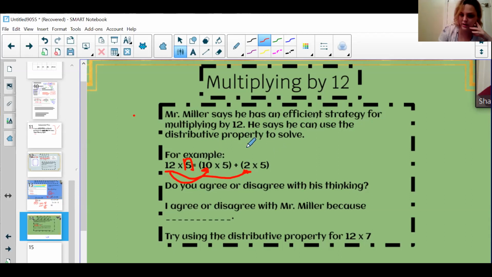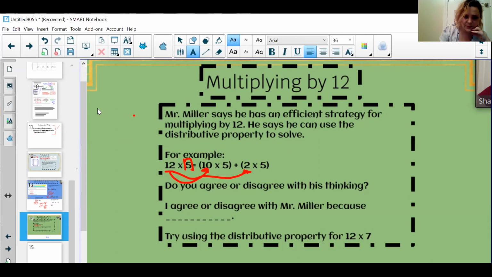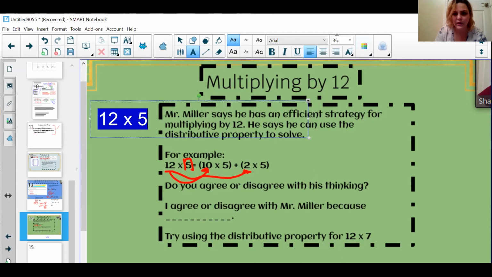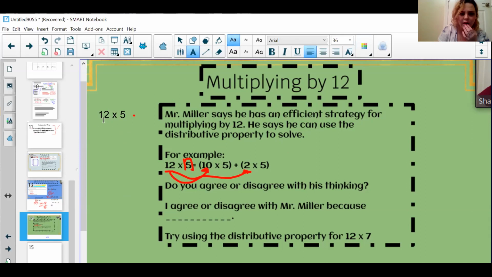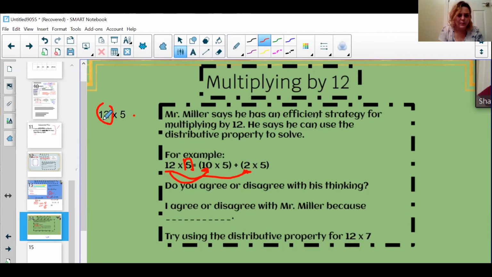Let's just double check that he's right though. So if I multiply, I'm going to use my typing again. If I multiply 12 times 5, again, I can decompose the 12 into a 10. Let's do that. I'm going to use a marker for that one. I can decompose that into a 10 and then into a 2. 10 times 5 is 50.